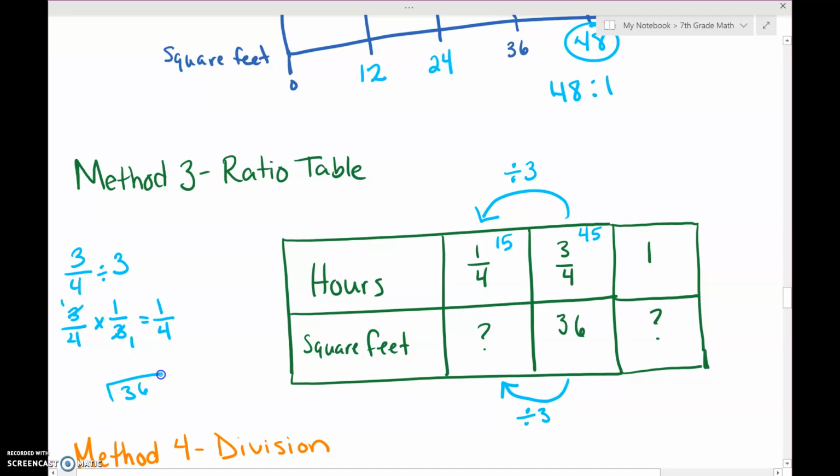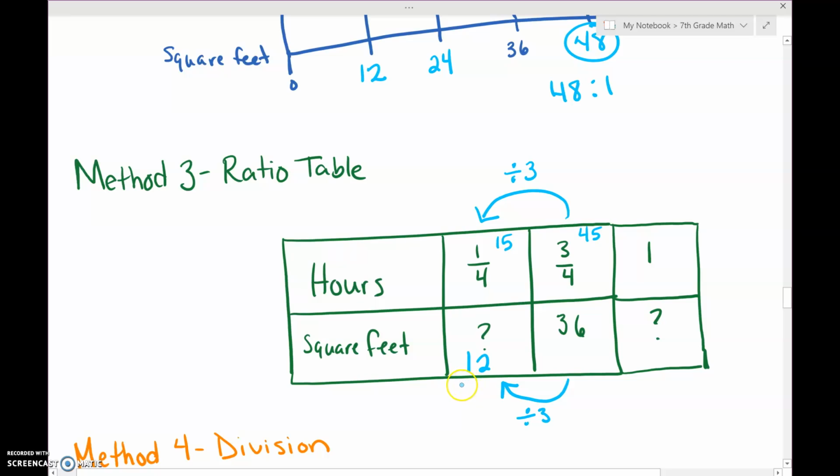I think I got enough room here to do it. 3 goes into 3 one time. 3 times 1 is 3. Bring down my 6. 3 goes into 6 2 times. 3 times 2 is 6, and it's a big old 0. So this is going to be 12 feet. I'm going to go ahead and erase this math so we have space to do our next problem.